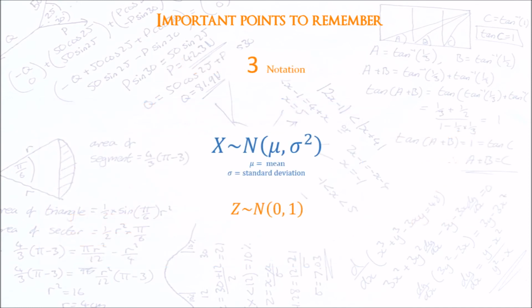Point 3 is the notation. Now this isn't as important as with the binomial distribution, but from time to time it can be presented in this way. So you need to remember that if it is distributed normally, then it's going to be given as mu and sigma squared, or the variance. So if you get data in this way, to work out the standard deviation, you have to square root the number that's on the right hand side of the bracket.